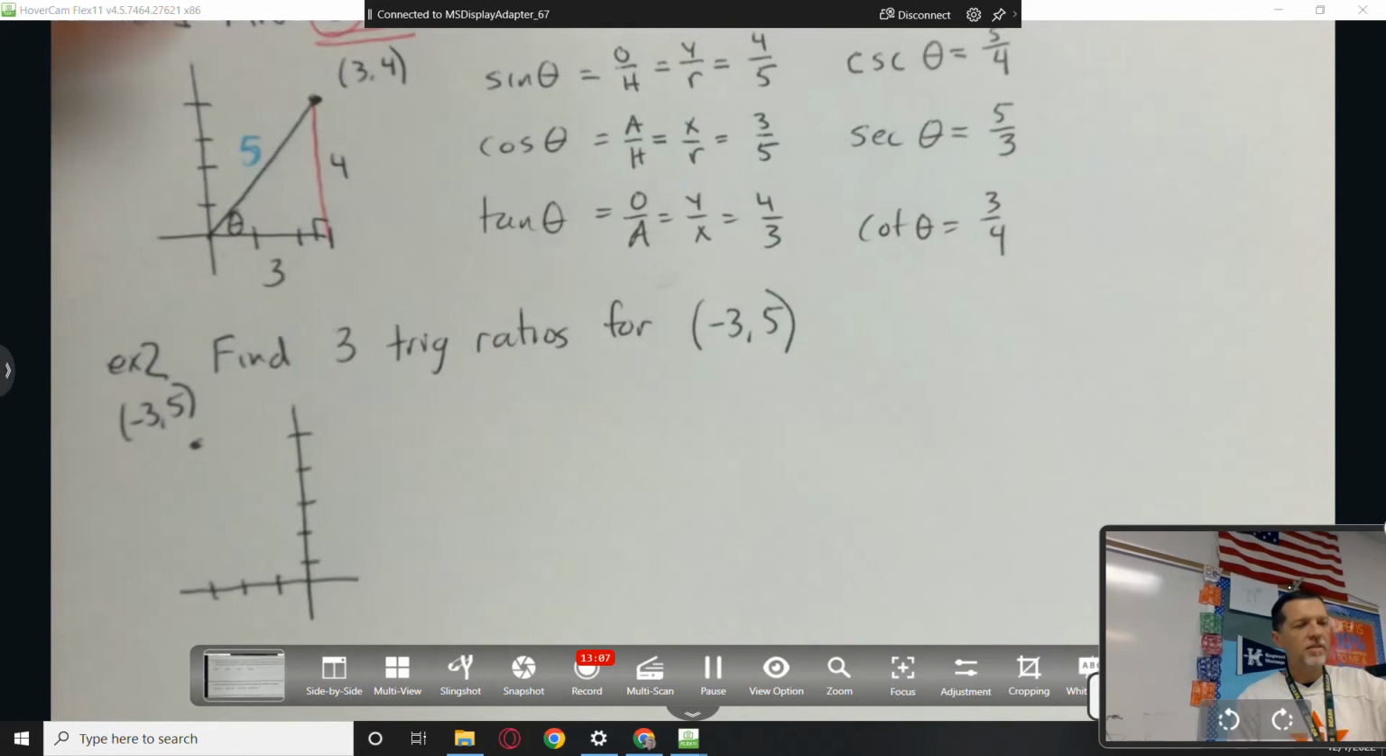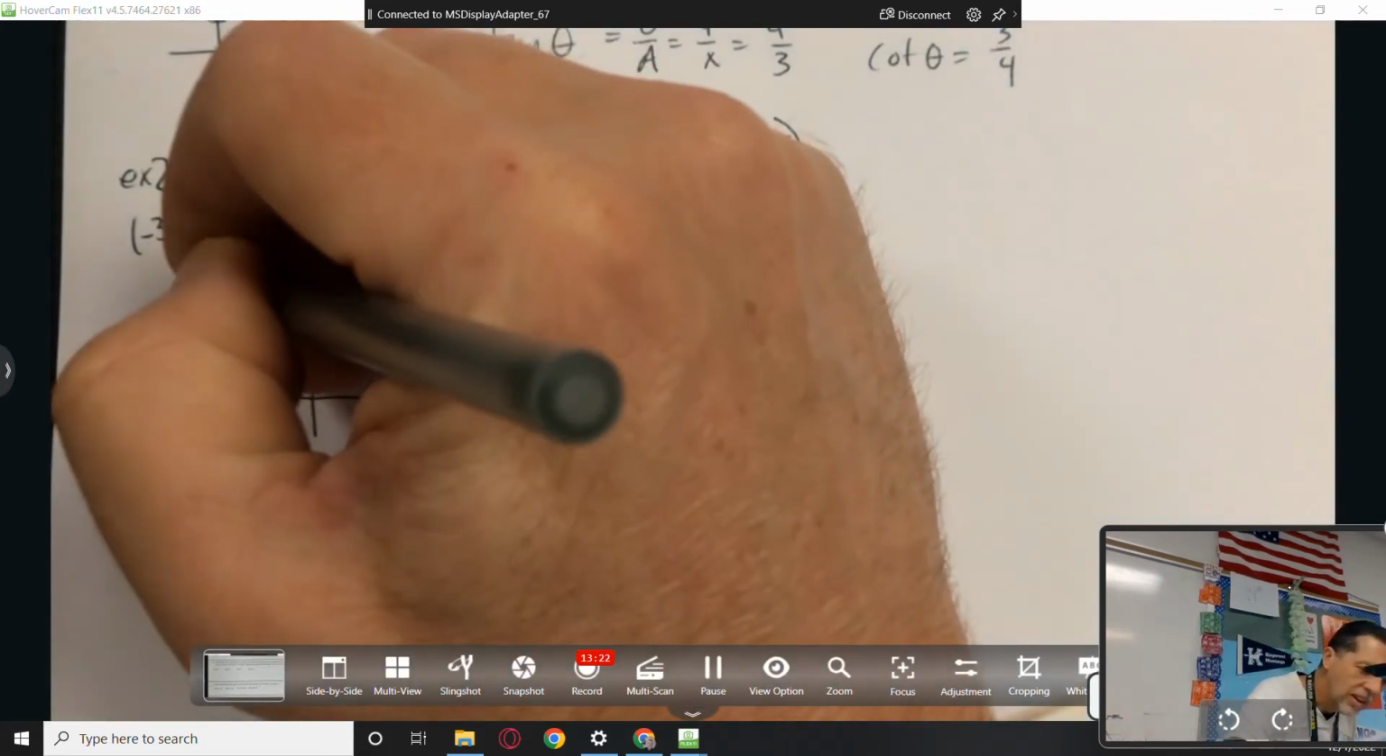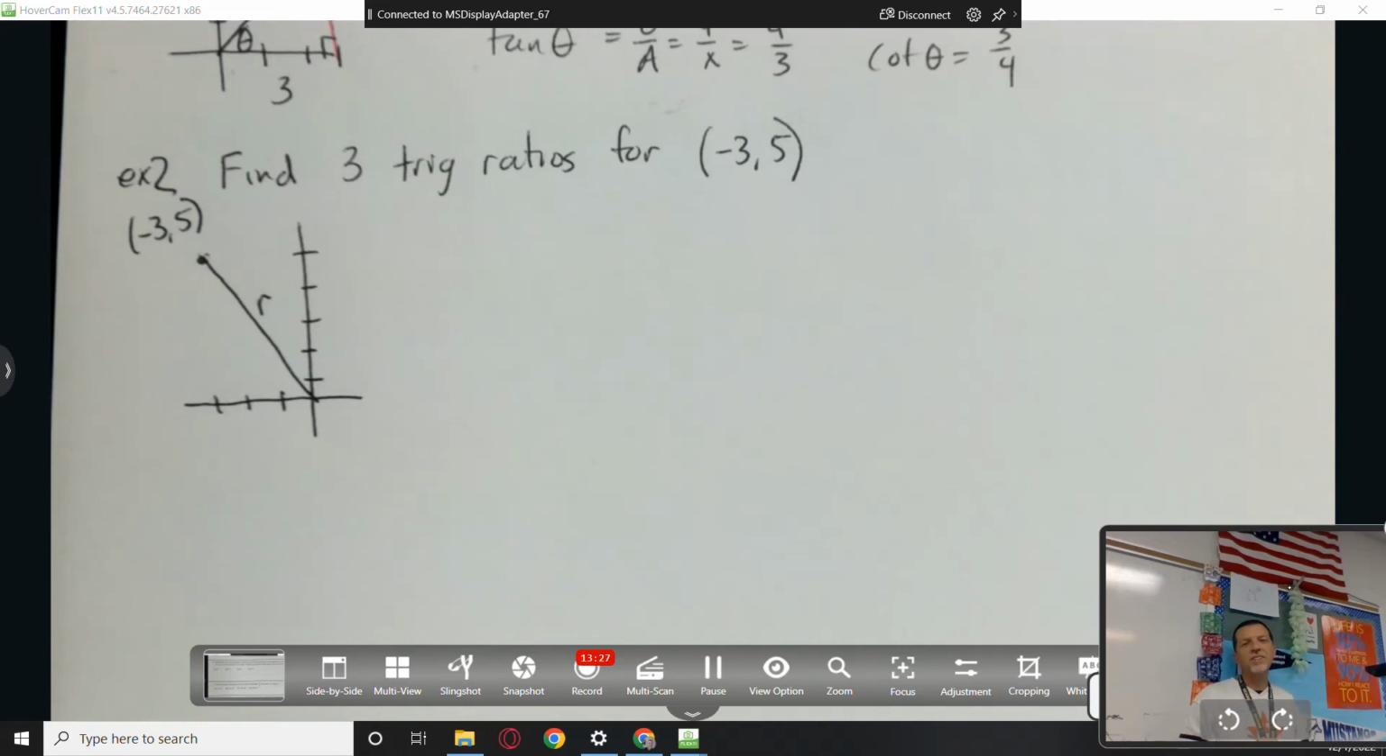There's -3, 5. Okay, now I want to make a triangle out of that. So what should I connect to that point first? The origin. Okay, everybody gets that right because you've got to have a hypotenuse of your triangle, so that's fine.